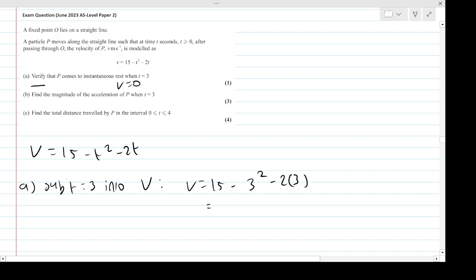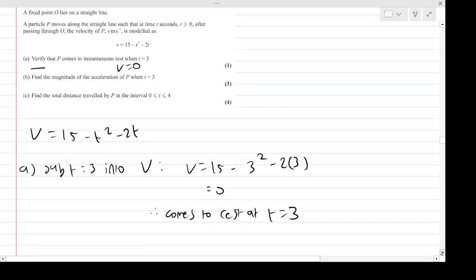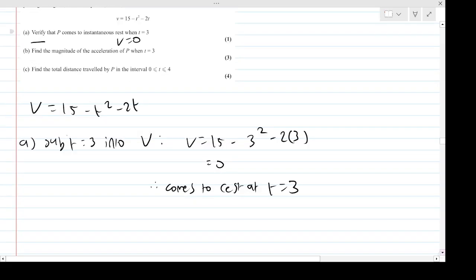You do indeed. That's 0. So therefore, it comes to rest at t is 3. And there we are. Then in part B, it wants me to find the magnitude of the acceleration when t is 3.